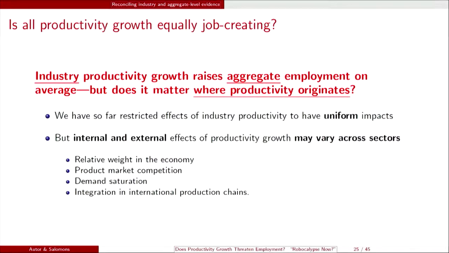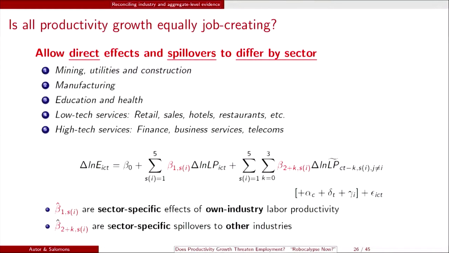So we're going to allow those direct effects and spillovers to differ by sector using five sectors: mining, utilities, and construction as primary, then manufacturing, education, health, and then we break services into two others, low tech, which are restaurants, hotels, et cetera, and then high tech, finance, business, telecoms. And this is just a variant of the model previously, but now we add less structure, so we can allow these effects to differ by sector.